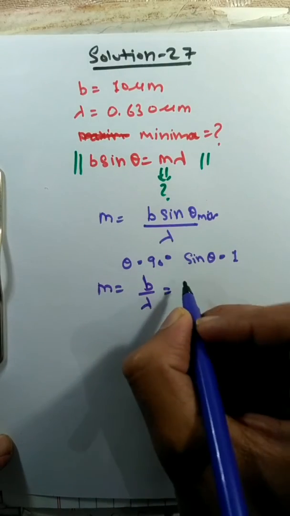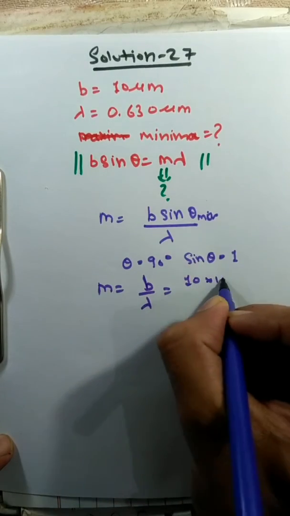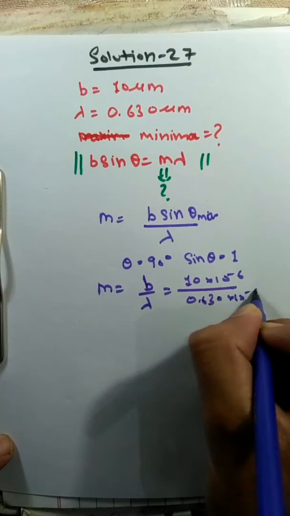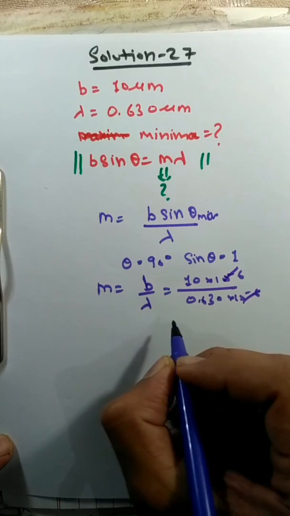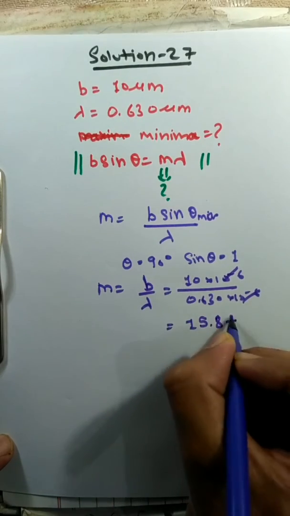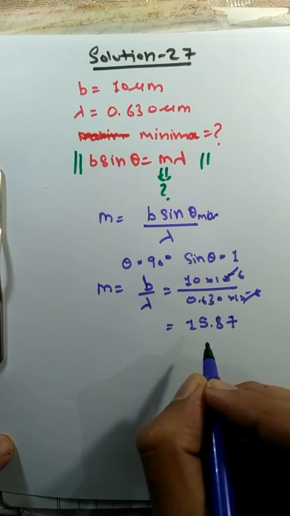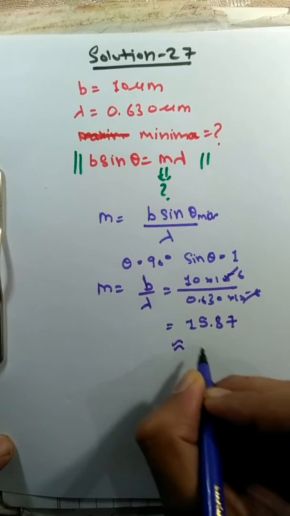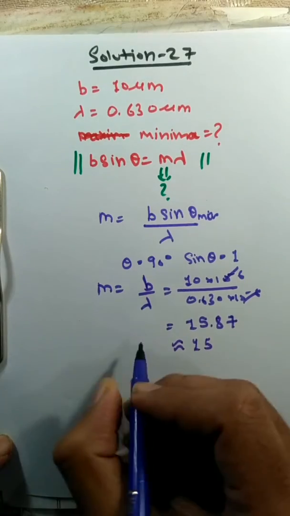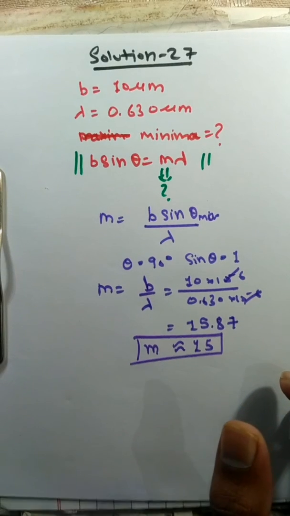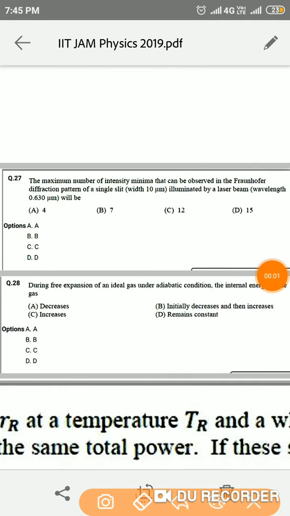Putting the values of b and lambda respectively, we get 10 times 10 to the power minus 6 over 0.630 times 10 to the power minus 6. This will cancel out and we will get 15.87. Considering our options, the most appropriate option will be 15, and that will be the right answer. So for question number 27, the correct option was D.